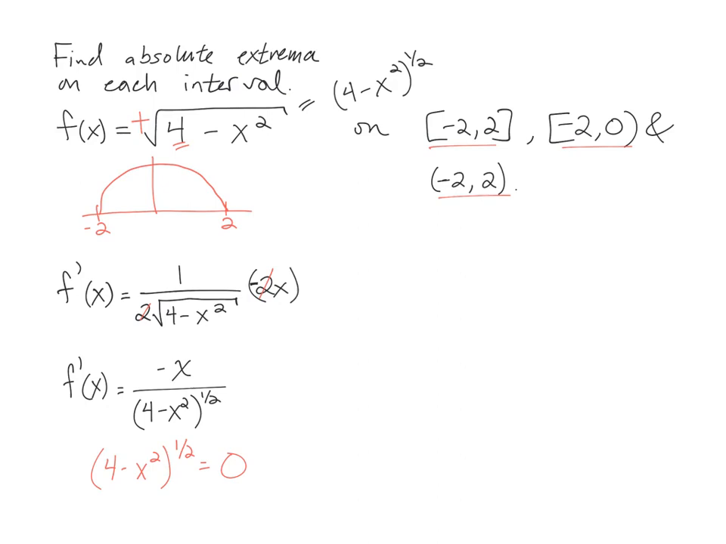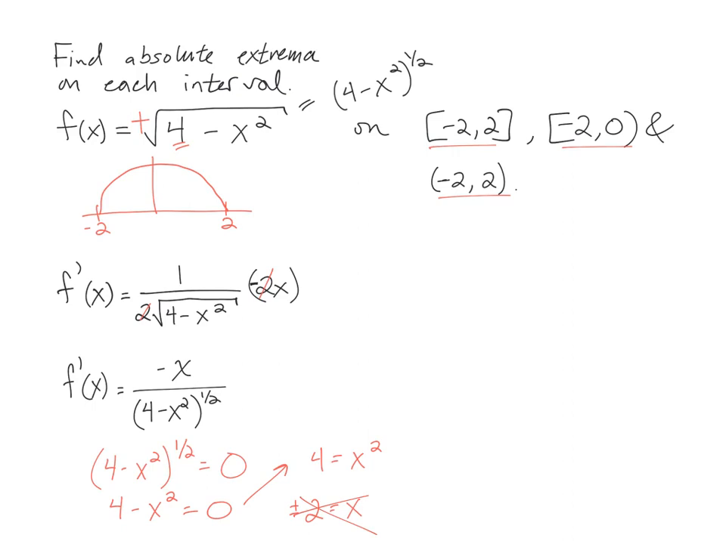So you can square both sides, you'll get 4 minus x squared equals 0. You can add x squared to both sides. You can take the square root of both sides, plus or minus 2. X equals plus or minus 2. Well, that stinks because our interval goes from negative 2 to 2. We are looking for critical values that are not the endpoint values, so neither of these help. Those are already the endpoints.